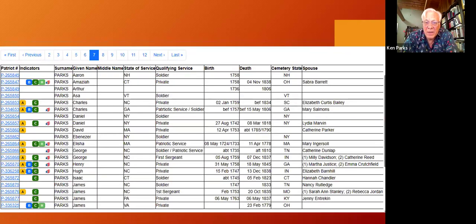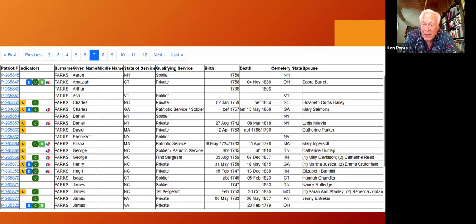Just for fun, I did a search in their database for that same George Parks that we looked at in the beginning of this presentation. As you can see, this is on page 7 of at least 12 pages of Parks named individuals. Looking down there for George, there are 2 of them listed, both from North Carolina with very different dates of birth and death. We are familiar with the first one who married Catherine Dunlap. But the fellow we're looking for is the second one there.